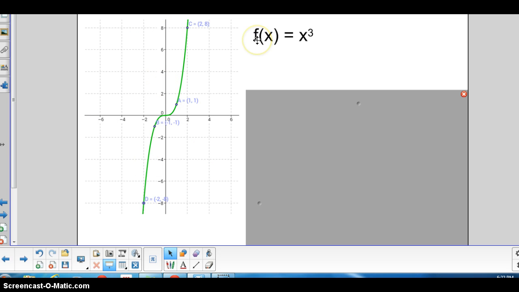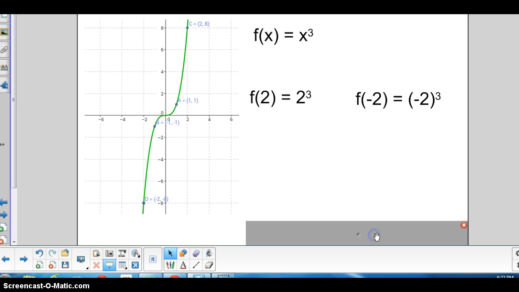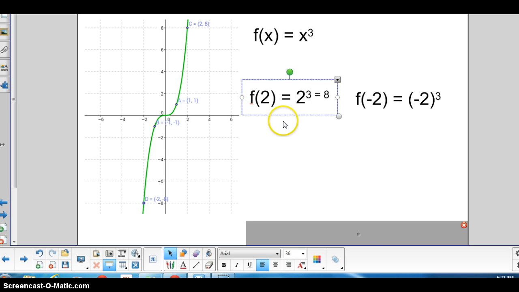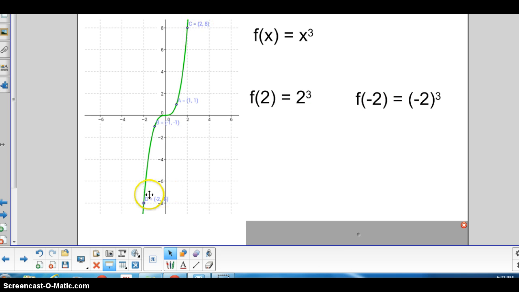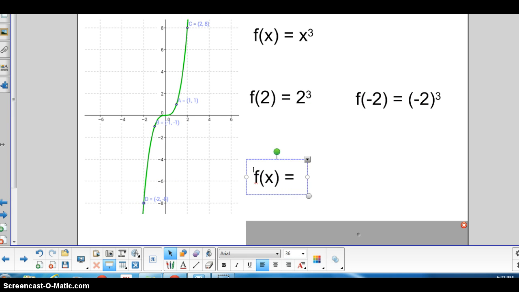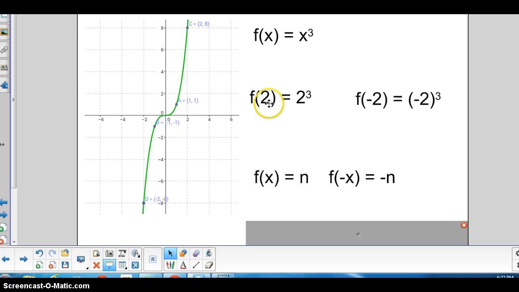Now, let's look at f of x equals x cubed. Notice this time, if you plug in 2 and negative 2, you're going to get the exact opposite. Here, you're going to get 8, and here you're going to get negative 8, as you can see on the graph. So now we can conclude that if f of x equals n, and f of negative x is equal to negative n, then the function is going to be odd. So here you notice the input and its opposite input give you the opposite output this time.